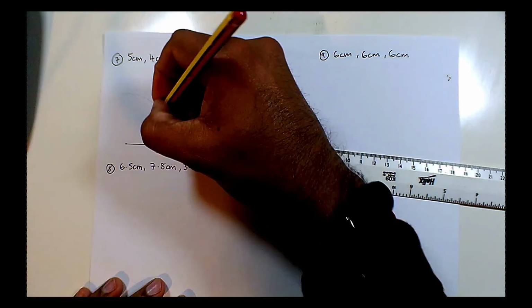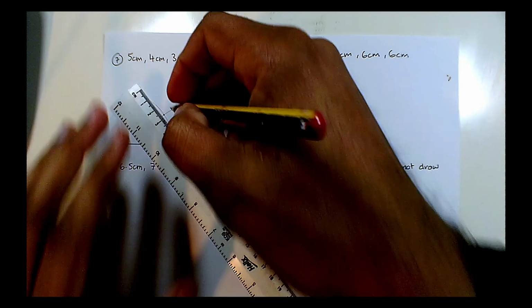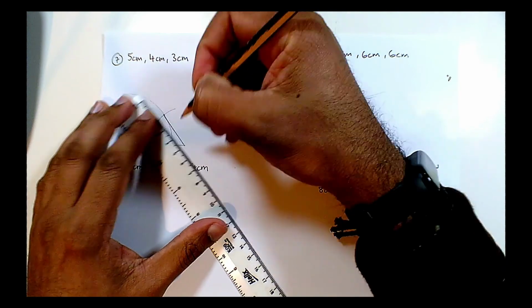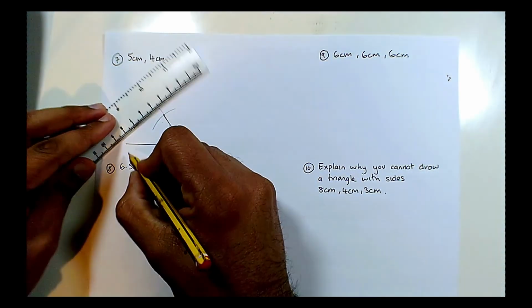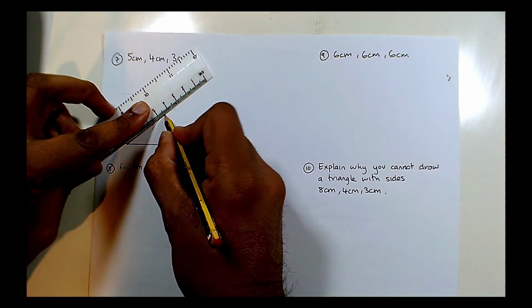Now at this point, that's the point that I need to connect to the opposite ends of the baseline. So what I'm going to do is just connect that line up, and same for the other side, like so.